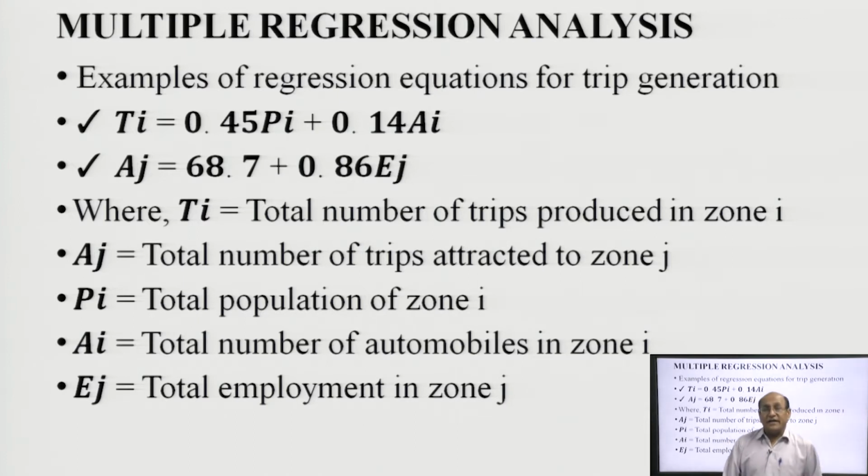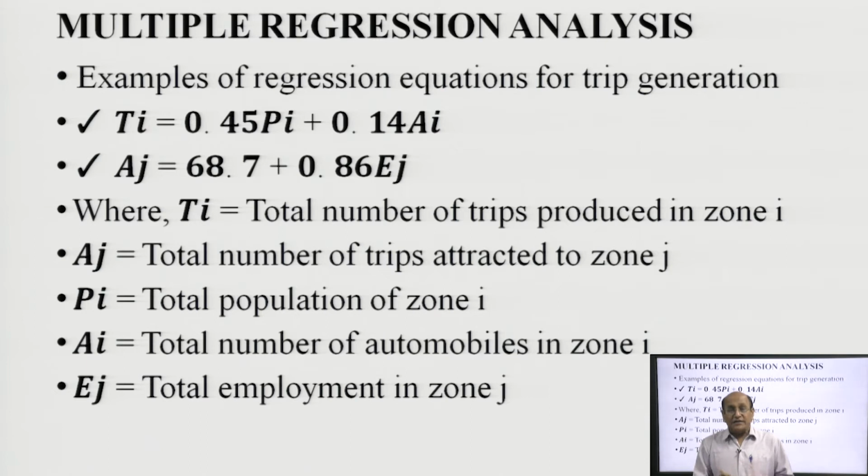Example of regression equation for trip generation: here Ti, this is the trip generation in zone I, will be equal to 0.45 Pi plus 0.14 Ai, and for attraction Aj will be equal to 68.7 plus 0.86 Ej, where Ti is equal to total number of trips produced in zone I, and Aj is the total number of trips attracted into zone J.